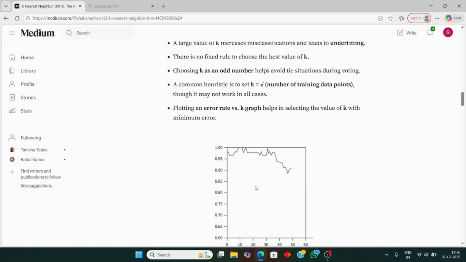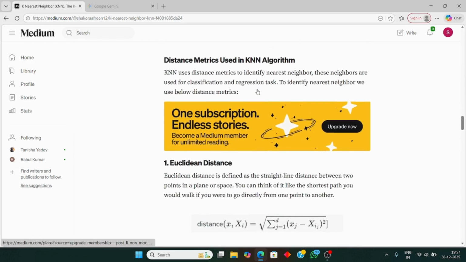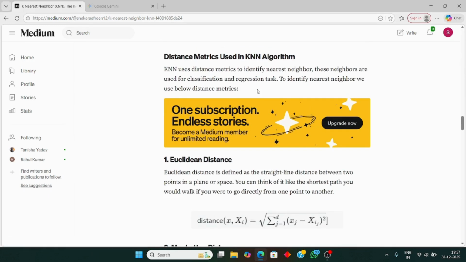If there is no rule to choose the best k, then what we will do is just choose k as an odd number, and we will put it in this equation to find k: k equals the square root of the number of training data points. Now, we have some distance metrics that are used in KNN algorithms, to identify the nearest neighbor.